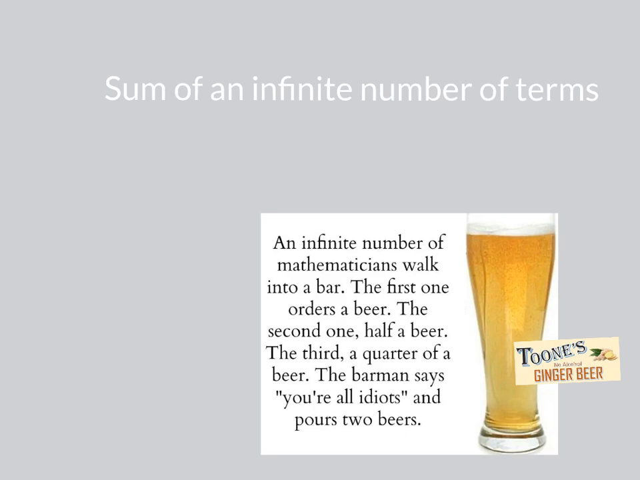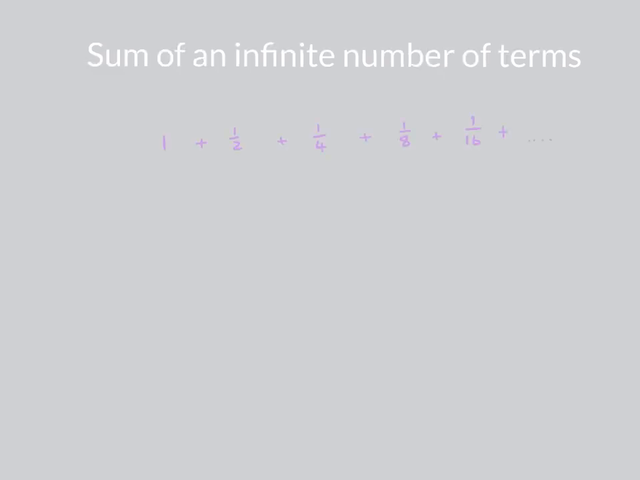It's really funny. Let's understand why this is funny. So let's look at the sequence, the sum of these terms. The first one orders 1 ginger beer, the next one half a ginger beer, then a quarter of a ginger beer, and an eighth, and a 16th, and so it goes on. So let's find the sum of a couple of terms.